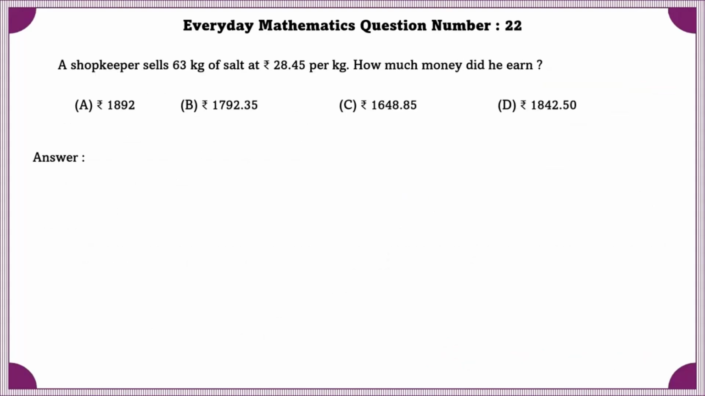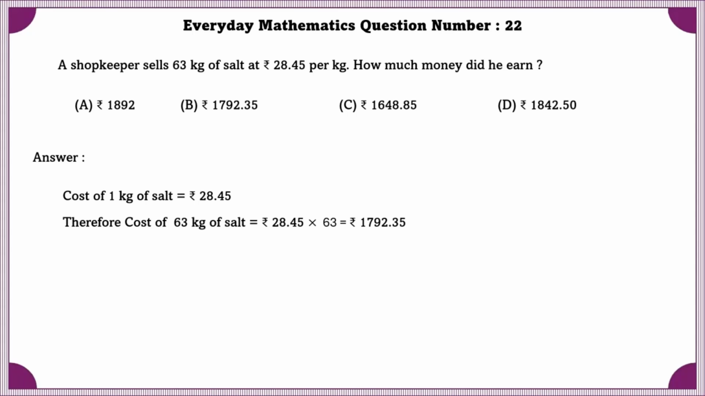Everyday mathematics question number 22. A shopkeeper sells 63 kg of salt at 28 rupees 45 paise per kg. How much money did he earn? Cost of 1 kg salt is equal to 28.45 rupees. Therefore, cost of 63 kg salt is equal to cost of 1 kg into 63, which is equal to 1792.35.